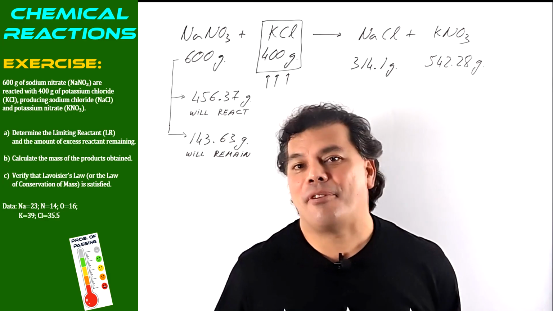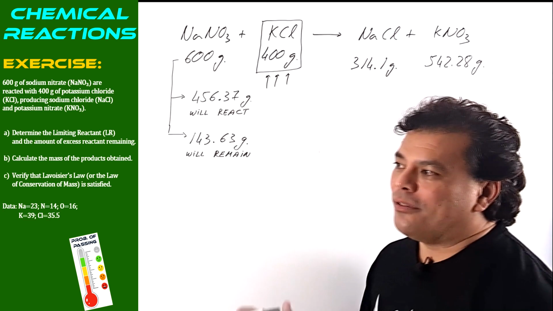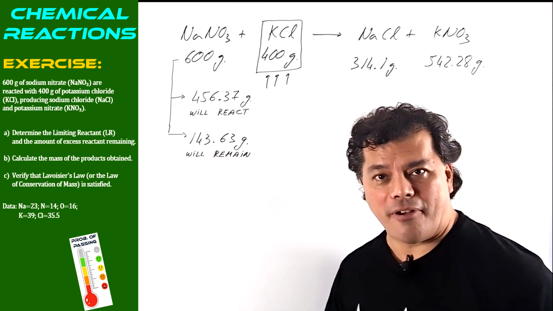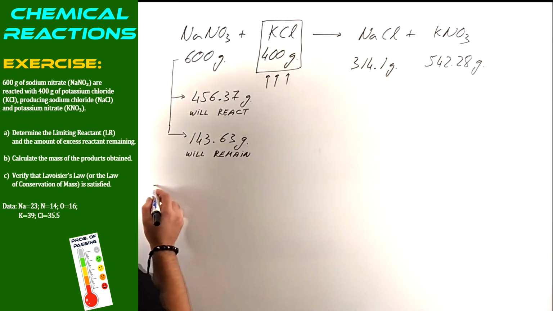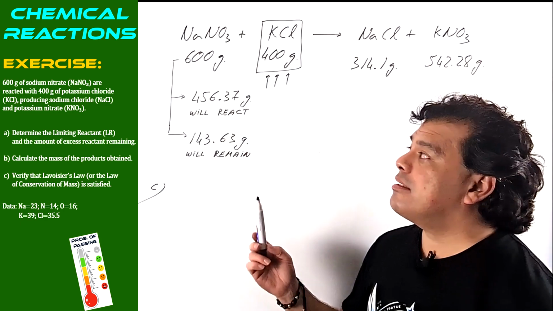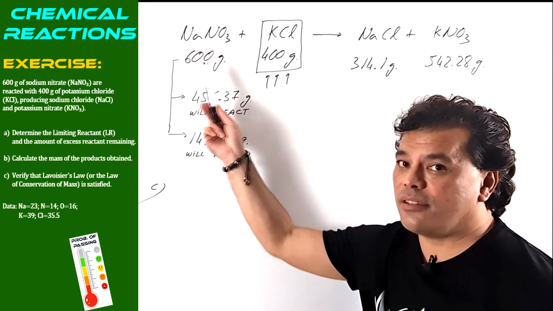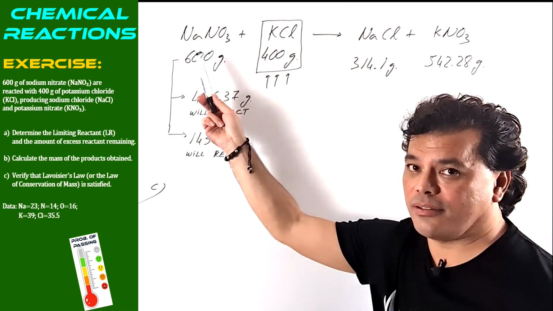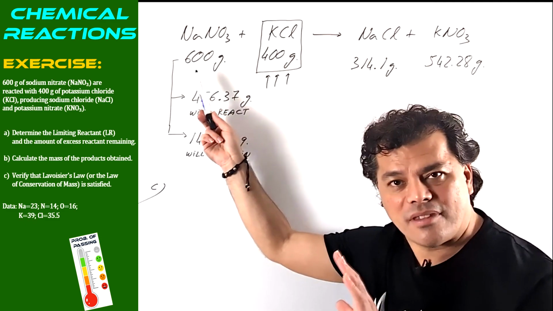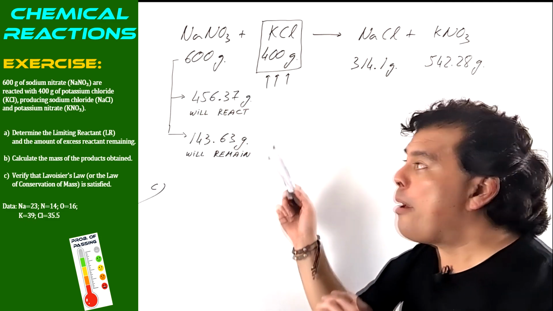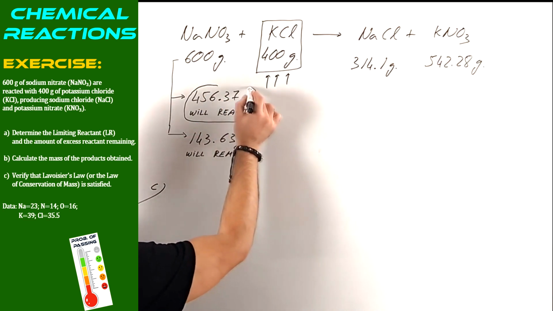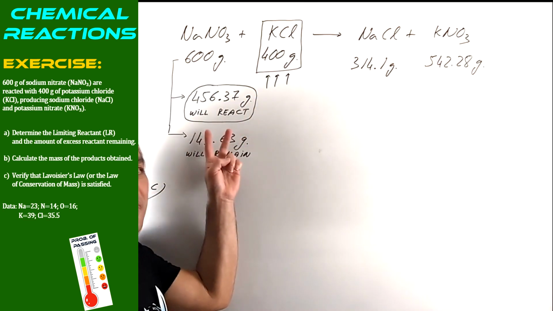And now it's time to verify that everything went well by doing the third section, which says verify that Lavoisier's law is satisfied. So what are we going to do? We are adding the amounts of reagents. In this case, not this 600 grams of the first substance, because these 600 grams are not the total amount of substance that reacted, but 456.37 grams of this substance.